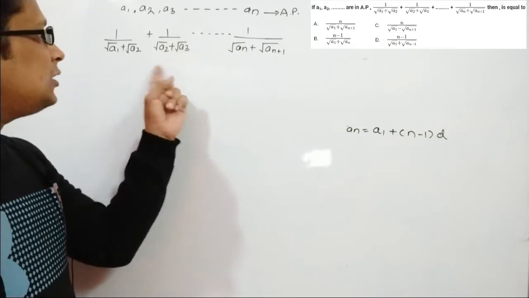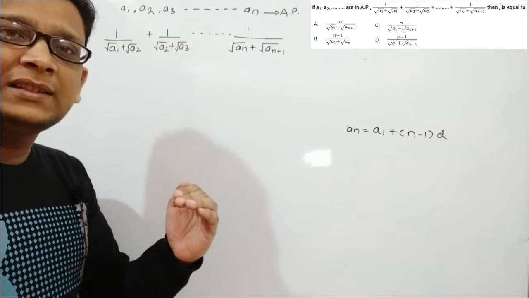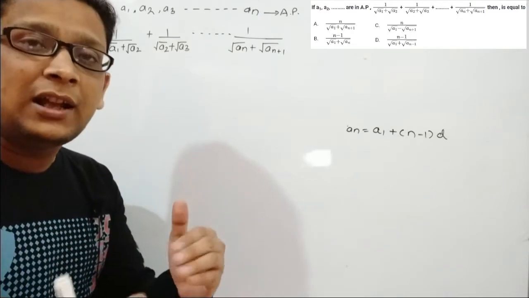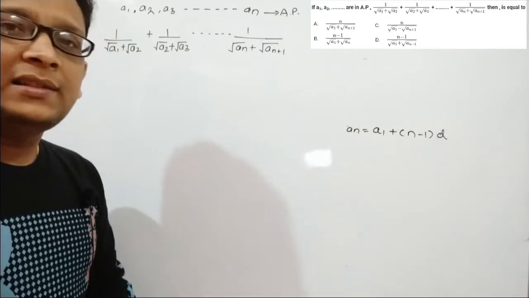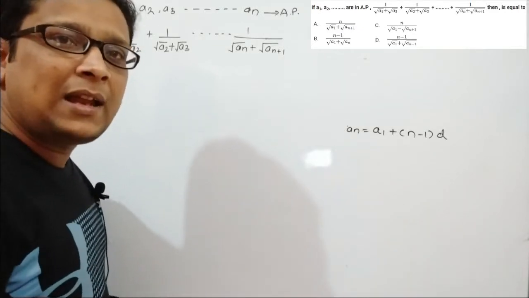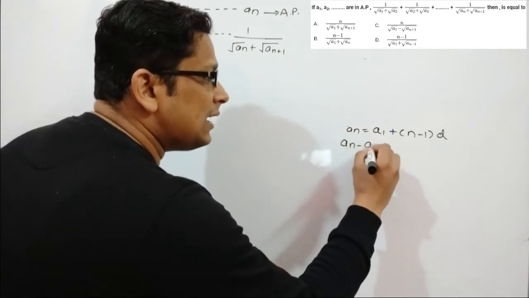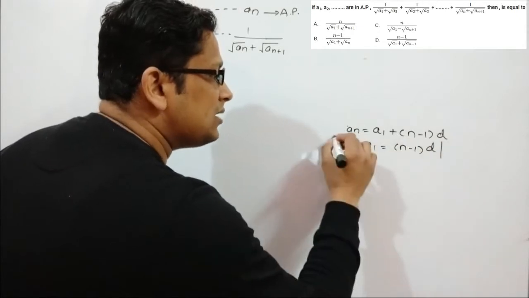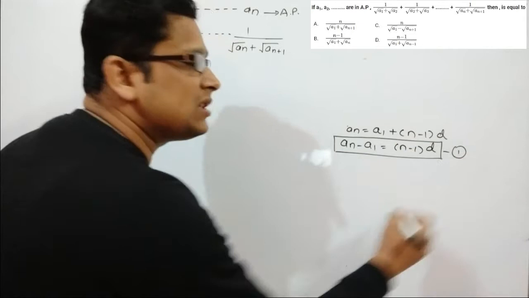Now see this expression, and we know that if a radical sign is available in the denominator of the expression, we have to rationalize it in order to remove or eliminate the radical sign. So this general term can be written as an is equal to a1 plus (n minus 1) into d. This can be written as an minus a1 is equal to (n minus 1) into d. We are just going to use this result, so we mark this as equation 1.